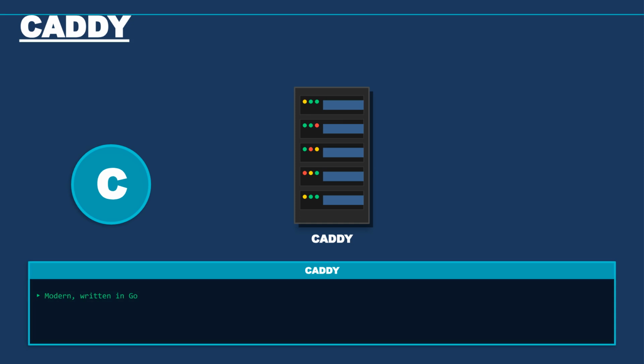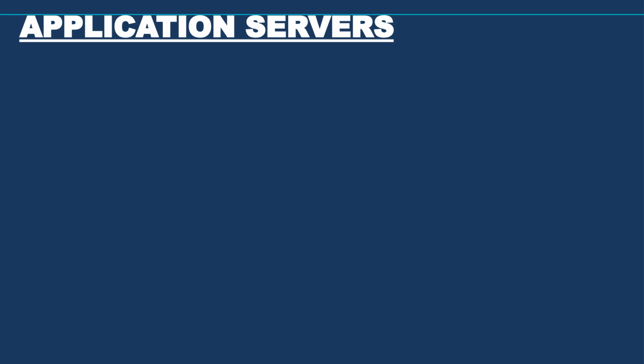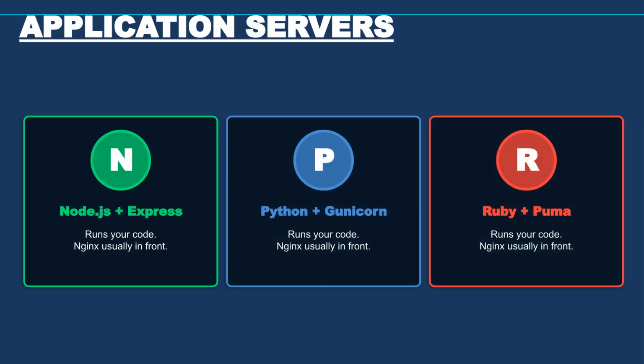Caddy is a modern web server written in Go. It is known for automatically setting up HTTPS out of the box, with 0 configuration required for secure connections. Beyond traditional web servers, application servers like Node.js with Express, Python with Gunicorn, and Ruby with Puma run your dynamic code. They often sit behind a reverse proxy, like NGINX, for speed and security.